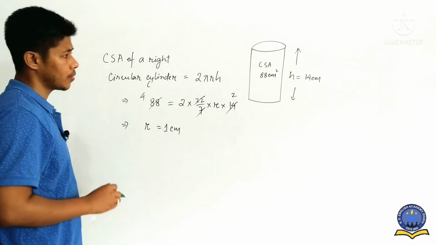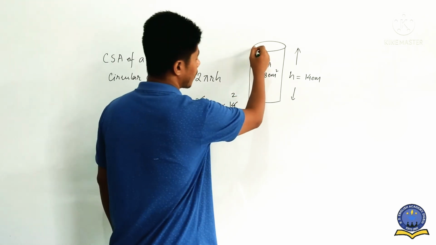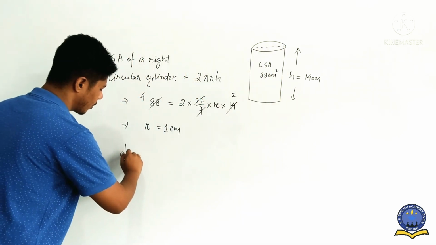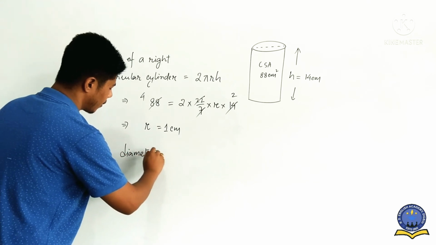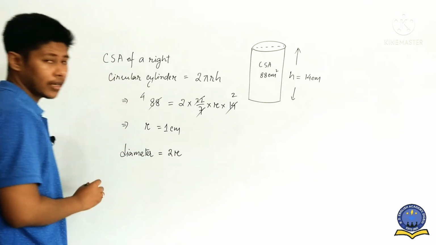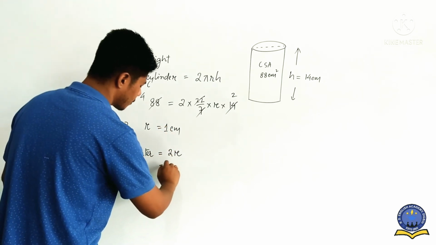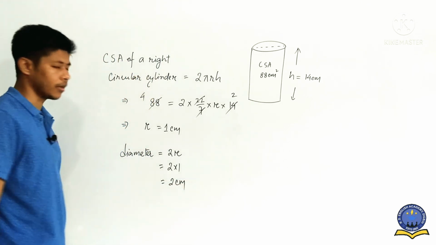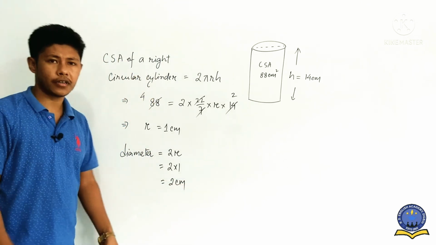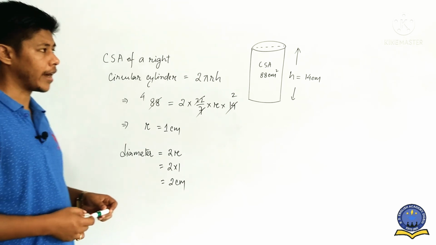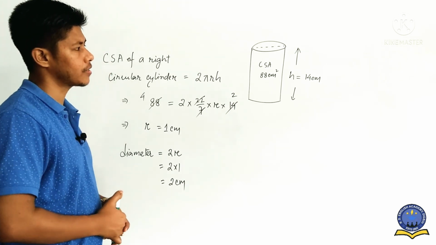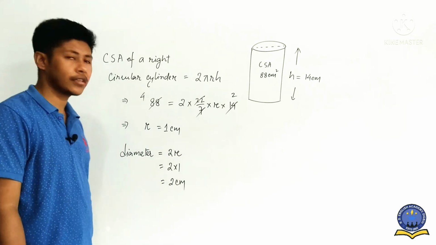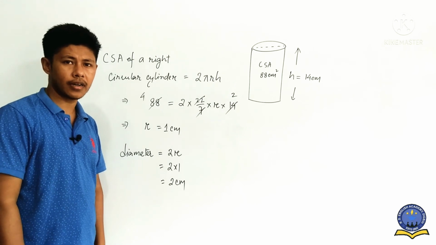So the radius is 1 centimeter, and we have to find out the diameter. How can we find the diameter? Diameter equals 2 times the radius. The radius is 1, so we write 2 into 1. Ultimately the diameter we get is 2 centimeter. I hope all of you understood this. Very simple question: the height and the curved surface area are given, so with the help of this we can easily find the diameter, which is 2 centimeter. Is it clear?